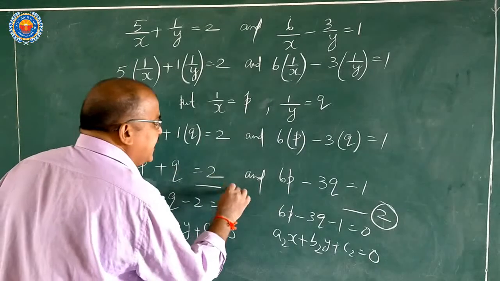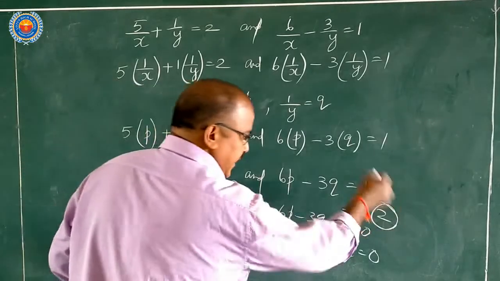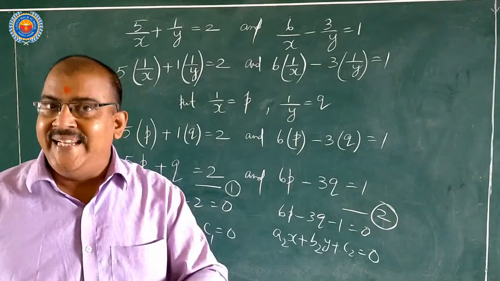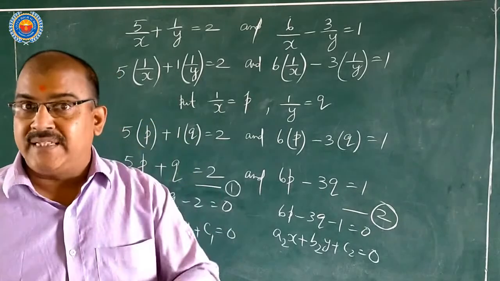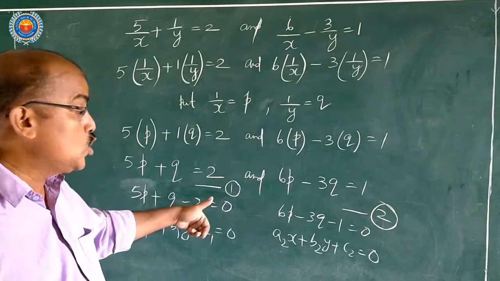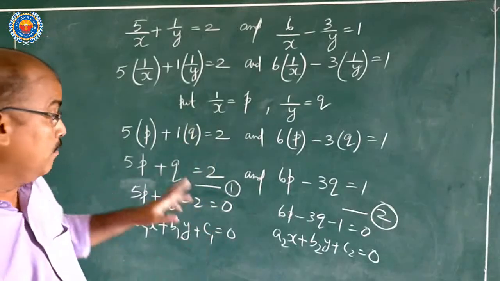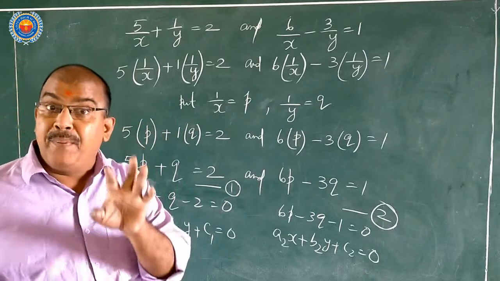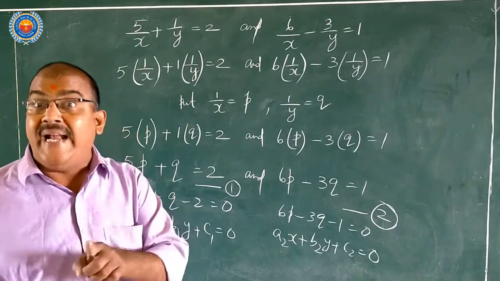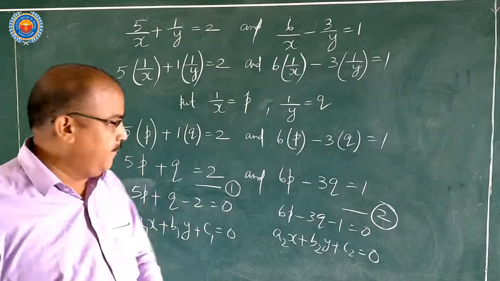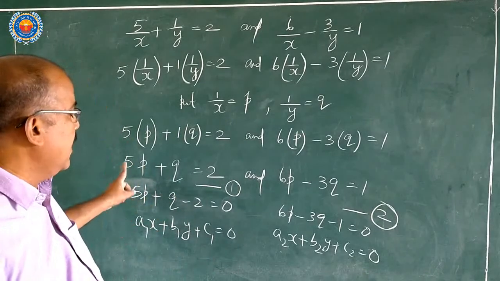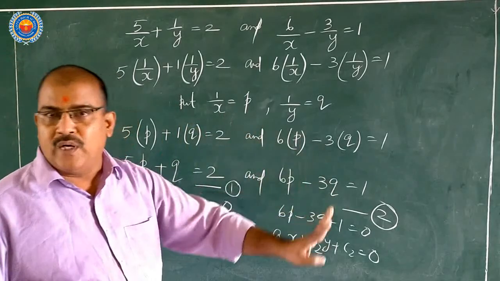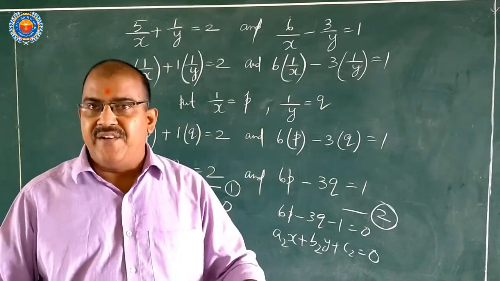Now I will take this one as equation 1 and that one as equation 2. Now I am going to solve by using the elimination method. By using the elimination method, I will solve those two equations, but I will get p and q values. But I should find x and y values. So we will do that sum. So what are the equations? 5p plus q is equal to 2, 6p minus 3q is equal to 1. These two are the new equations.